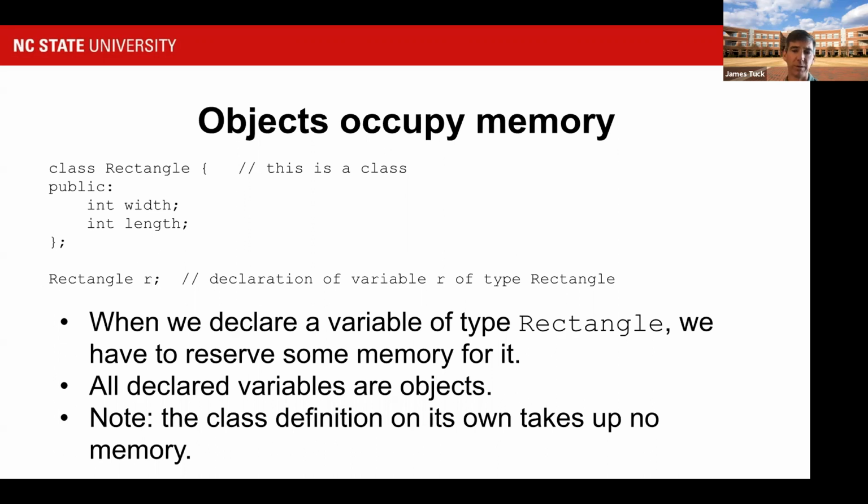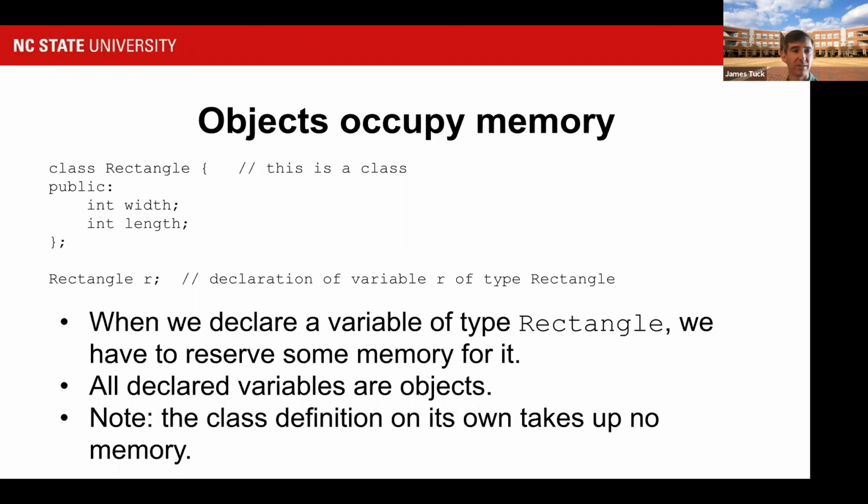When we declare a variable of type rectangle, we're actually reserving some memory for it. That variable R is going to take up some memory somewhere in the program. It's either going to be on the stack if it's a local variable, or if I declare it using malloc or new, it's going to be in the heap, or it could be a global variable in the global data section. But when I declare R, it's actually occupying some memory somewhere, and that makes it an object.